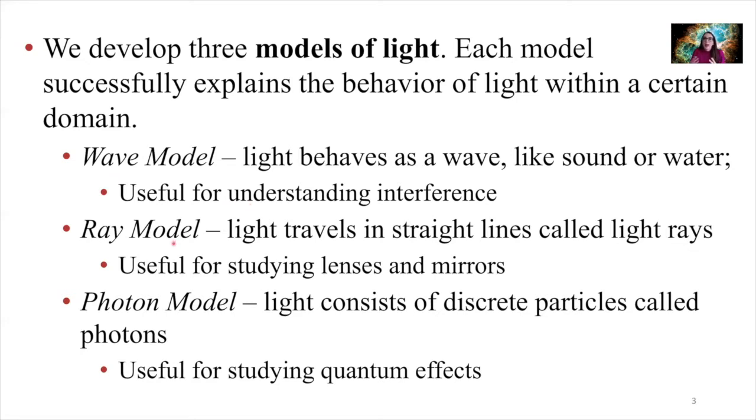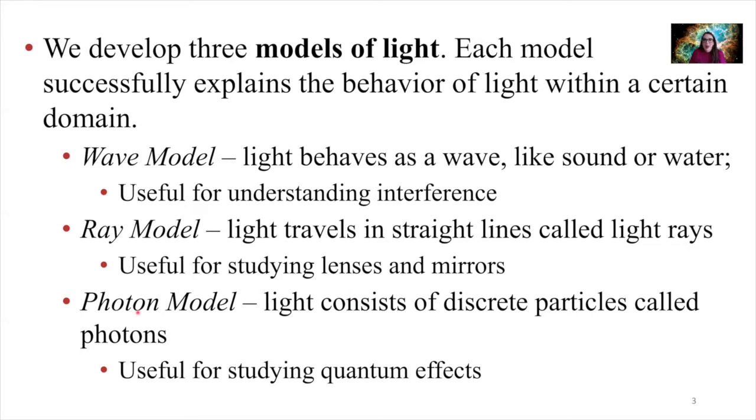We also have the ray model of light, where we can think about that wave, but that light travels in a straight line, and that traveling of light in a straight line, we can call that a light ray. We can draw a straight line to represent the direction in which that light is traveling, and this is useful for studying lenses and mirrors, which is geometric optics, which we will get to as well before we take our first exam. And then we've got this photon model.